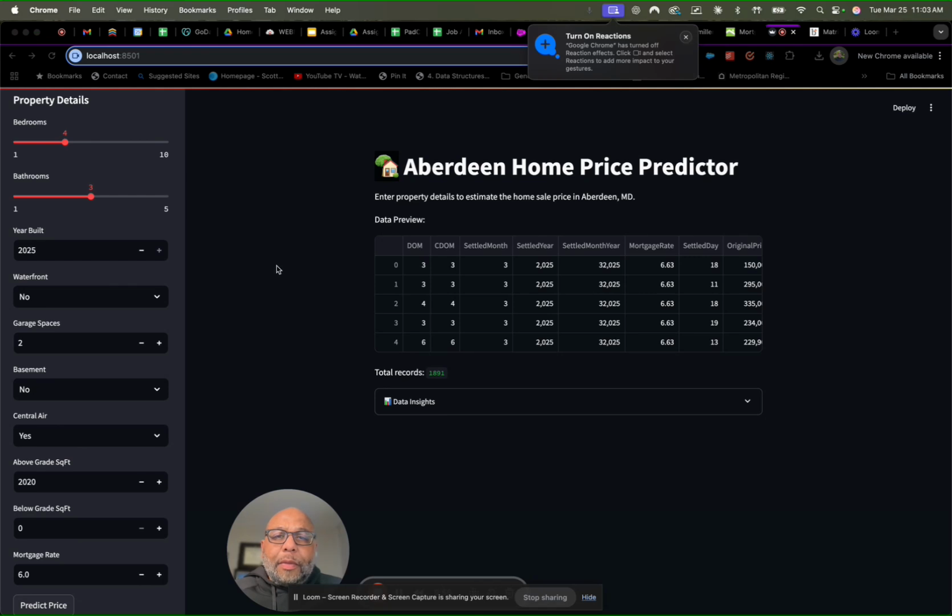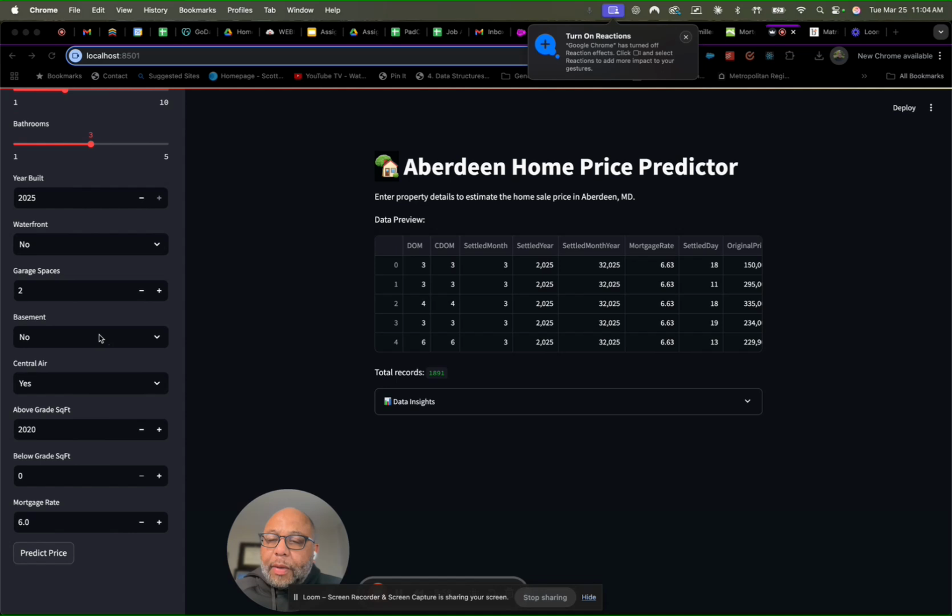I have a feeling that it's because of a little overfitting going on here. The fact that we have basement, we also have below grade square foot. And we probably should remove basement and just use below grade square foot as 0.